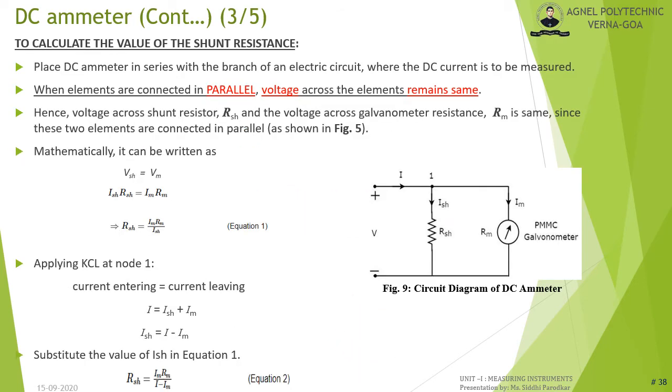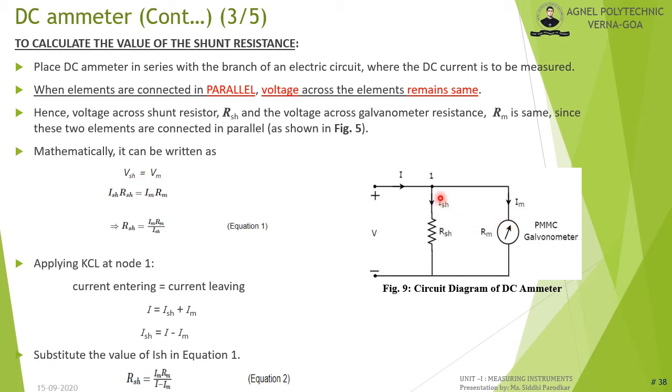Let us try to derive an equation for shunt resistance RSH. We know that when elements are in parallel, the voltage across the elements are equal. Since RSH, that is shunt resistance, is in parallel with the PMMC galvanometer, the voltage across the shunt resistance, that is VSH, is equal to the drop across the PMMC galvanometer VM.